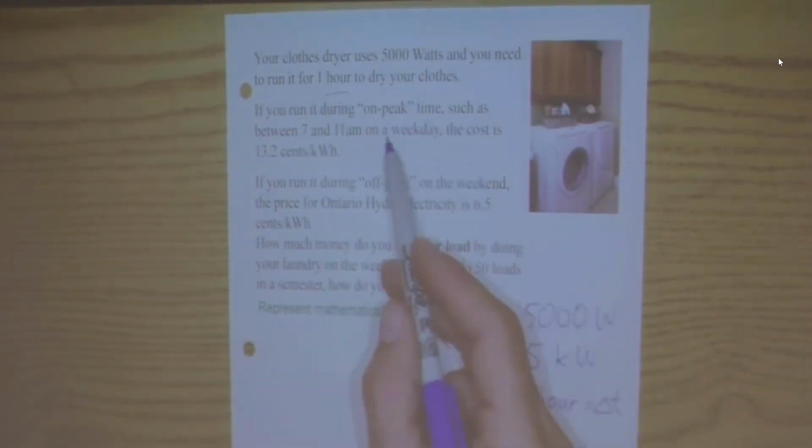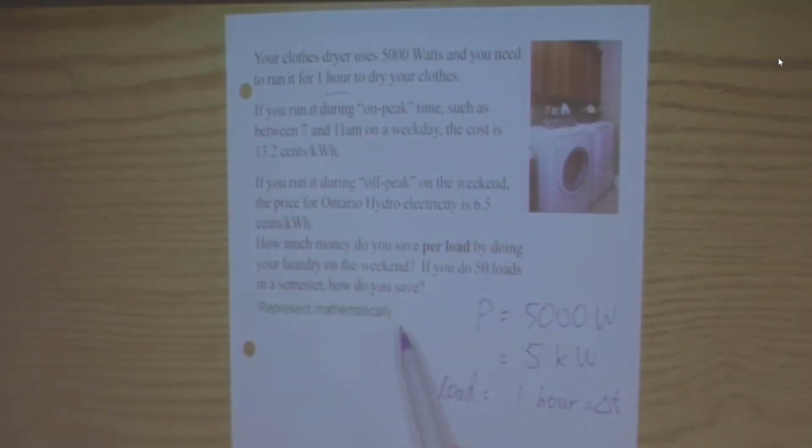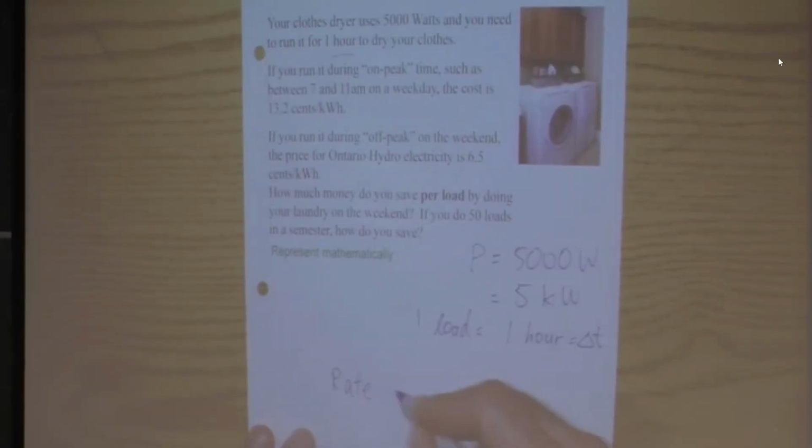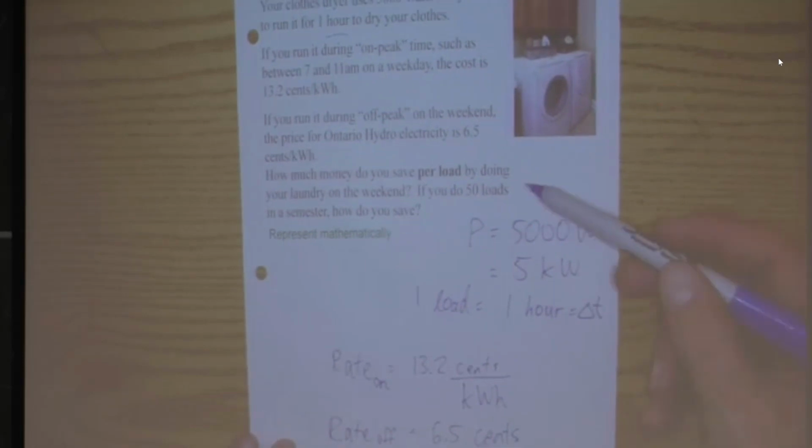If you run it in an on-peak time, such as between 7 and 11 on a weekday, the rate you have to pay is 13.2 cents per kilowatt hour, so you have to figure out how much energy you're using. And the rate, if you were to do it on the weekend, would be 6.5 cents per kilowatt hour. The question is, how much money can you save per load by doing your laundry on the weekend as opposed to during an on-peak time? And if you do 50 loads, how much do you save?